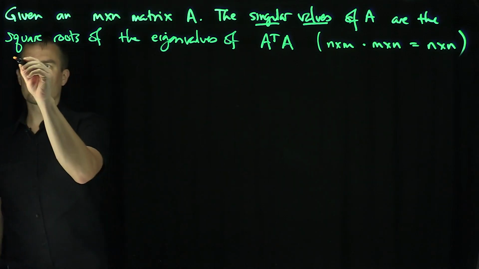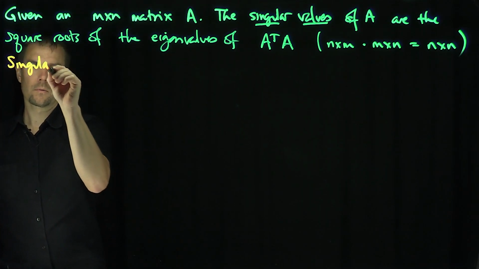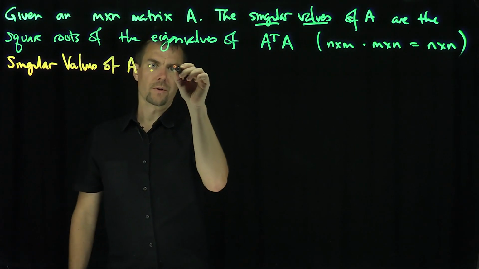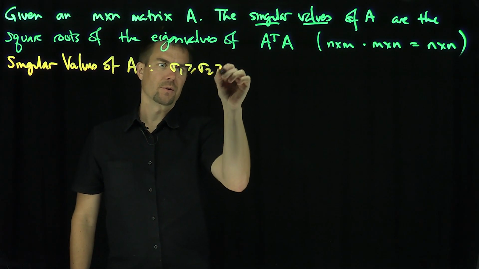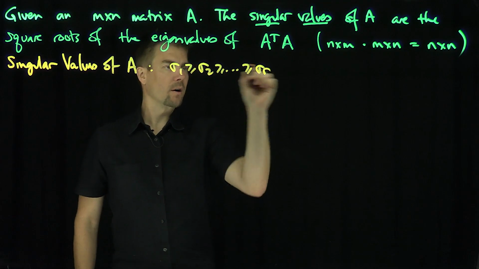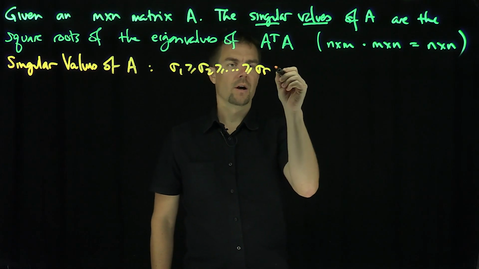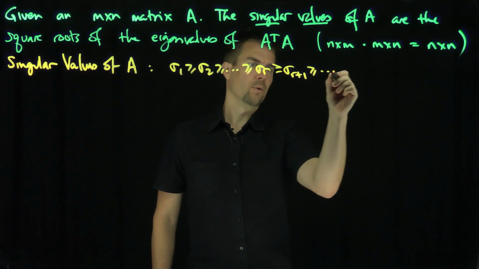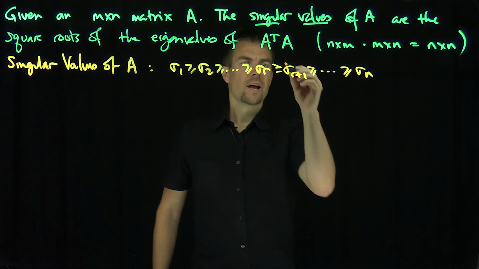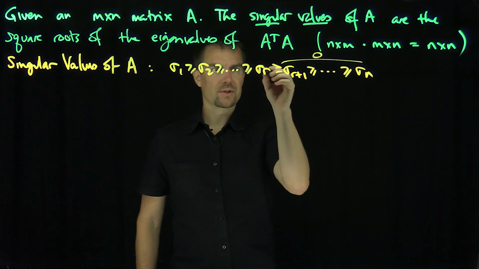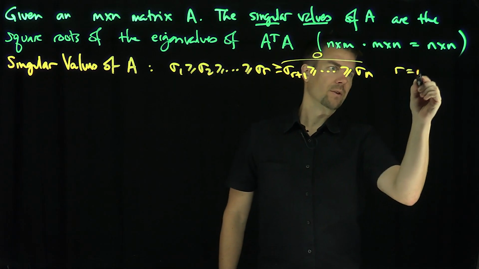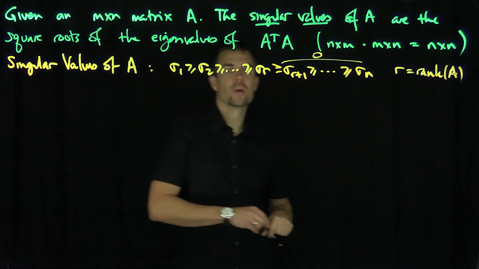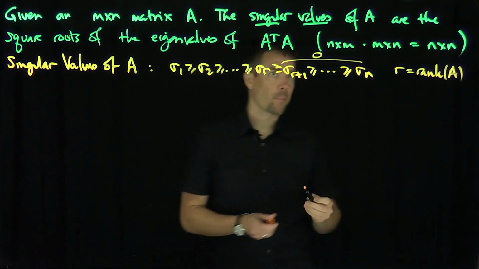So in other words, the singular values of A are always written like this, for sigma 1 bigger than or equal to sigma 2, all the way down to sigma r. That's the last non-zero singular value, right? And that's bigger than or equal to sigma r plus 1, all the way down to sigma n, right? And the typical assumption is that these terms over here are 0, and that r is the rank of the matrix A, which is the same as the rank of A transpose A, right?